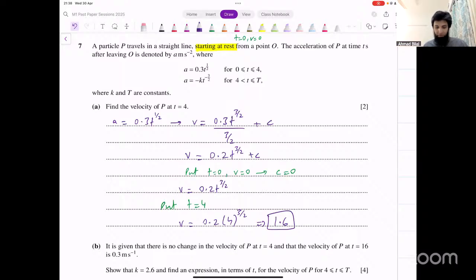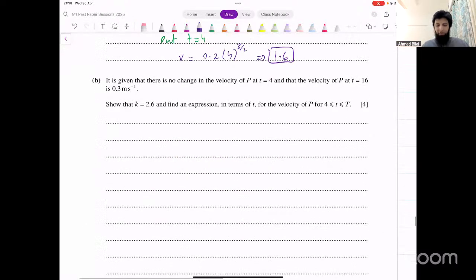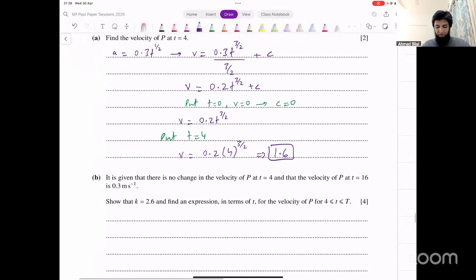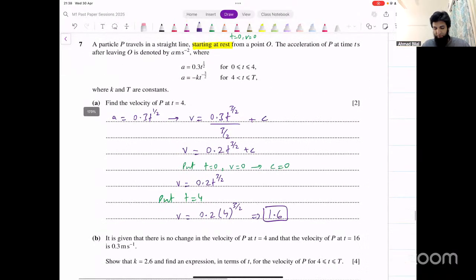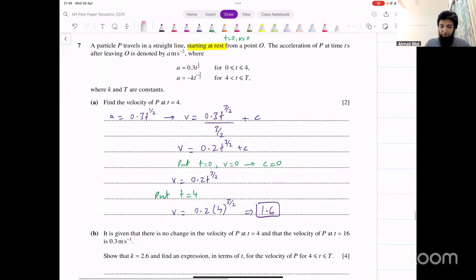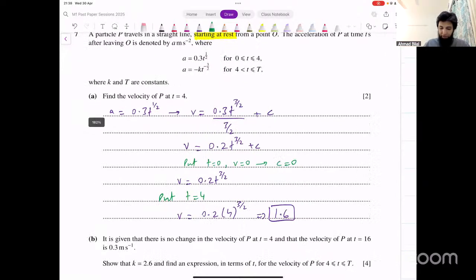Okay. All right, thank you. Now it says it's given that there's no change in the velocity of P at time equals 4 and that the velocity of P at time equals 16 is this. Show that k is equal to 2.6 and find an expression in terms of t for the velocity for time between 4 and capital T. So we have to find the velocity function for the second part of the journey. But before that, we need to find the value for k.